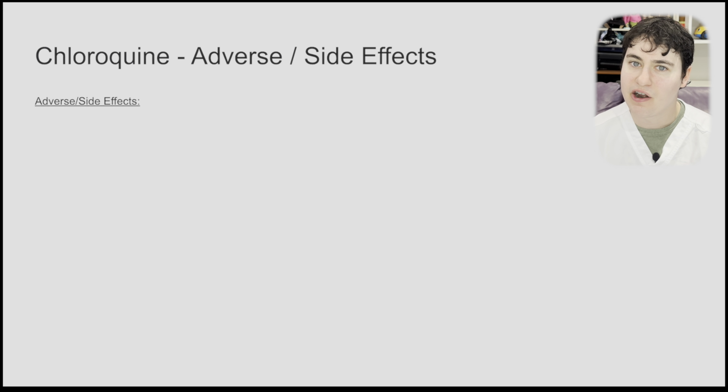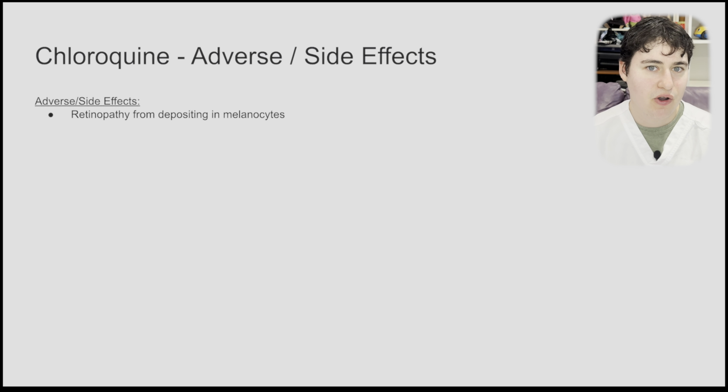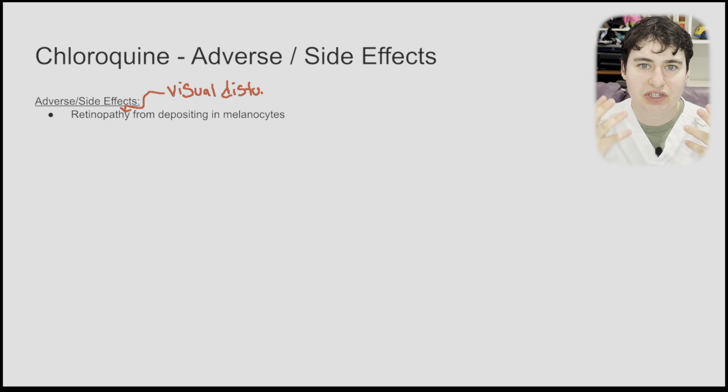Like any drug, there are adverse and side effects caused from the drug. Some of the main ones that we need to know about is one, it can cause retinopathy, which is like disorders of the eye. Now, the reason why this happens is chloroquine, the drug, it will deposit in tissues all over the body. Now, specifically, there are cells called melanocytes. Those are found all over the body, but they're also found in the eye. And what happens is chloroquine will deposit in the melanocytes, and that will cause visual disturbances. It will cause vision problems.